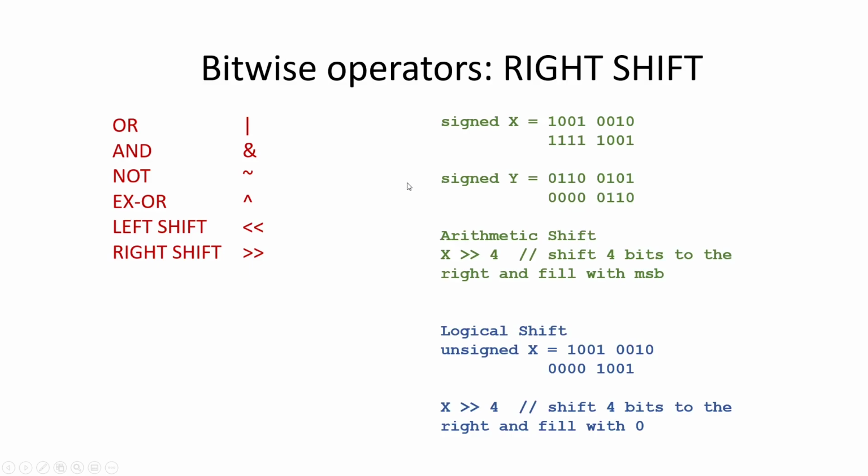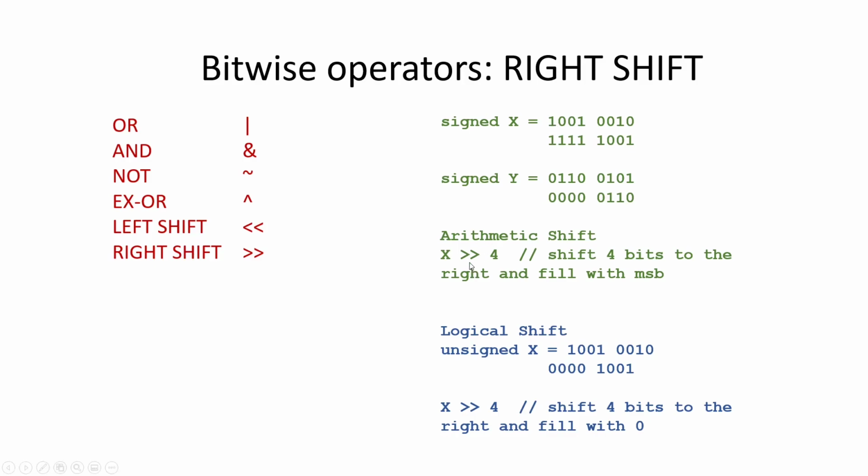Okay, yeah, so right shift. This is going to depend on whether we have a signed number or an unsigned number, and whether, when we look at signed numbers, it's positive or negative. So the first example here, I've got a signed x. This is going to be a negative number. I can see because I have a 1 right there in the first position.